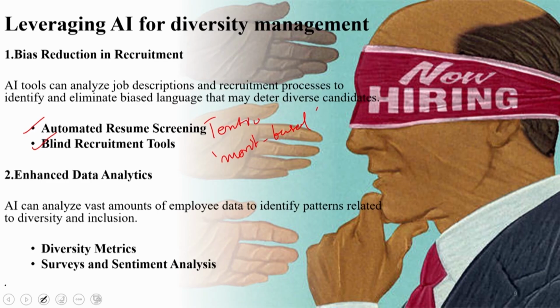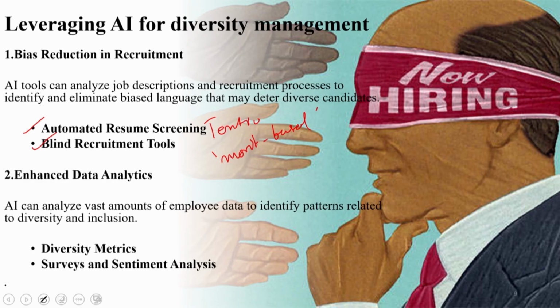When you look into leveraging AI for diversity management, you also have to understand that there is a possibility of enhanced data analytics. AI can analyze vast amounts of employee data to identify patterns related to diversity and inclusion. So let's take an example. It can highlight disparities in promotions or pay among different demographic groups. Sometimes, if an organization is knowingly or unknowingly, intentionally or unintentionally doing it, it can raise some red flags, helping organizations set measurable diversity goals.